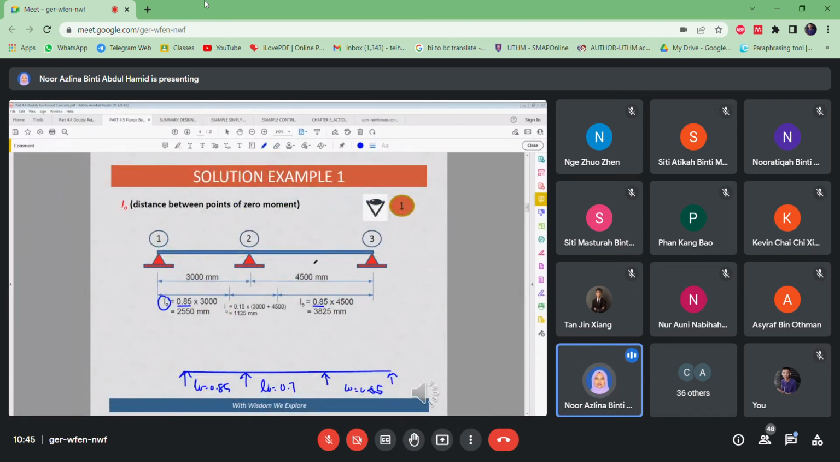So do you see? Because this only has two spans, the first span 1 to 2 is the first span from the left side, and the span 2 to 3 here is also the first span from the right side. So both will use L0 equal to 0.85 L. This is the L here, L2, the span.